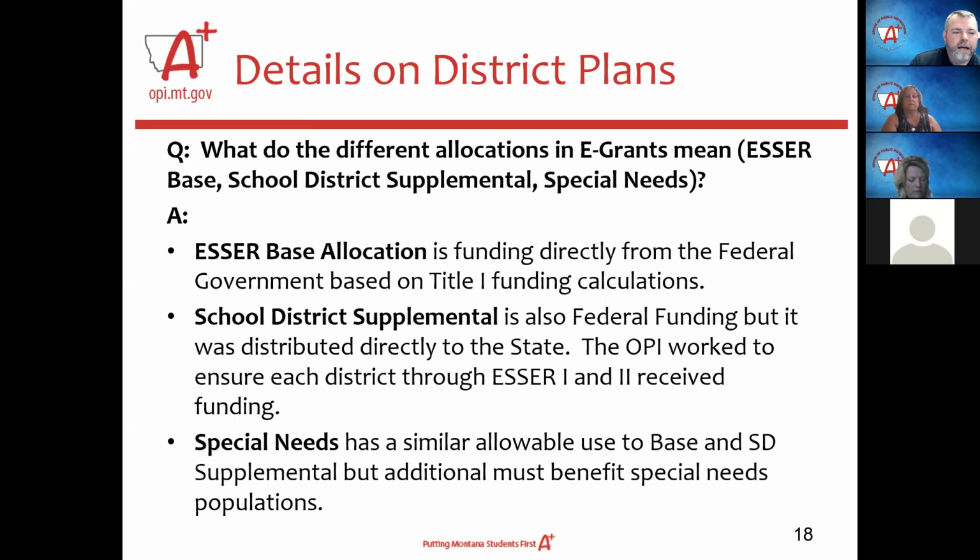And so the state actually used its allocation of federal dollars to invest in schools and districts. And then finally, special needs. All of these have similar allowable uses, but in addition, for special needs, this request must benefit special needs populations.